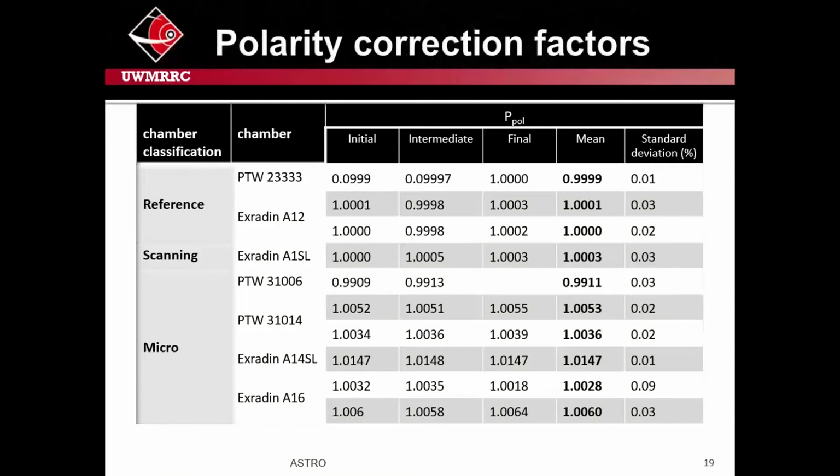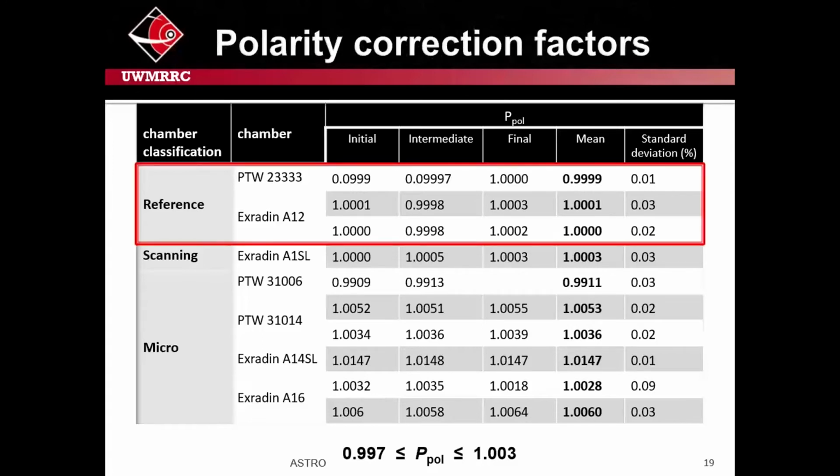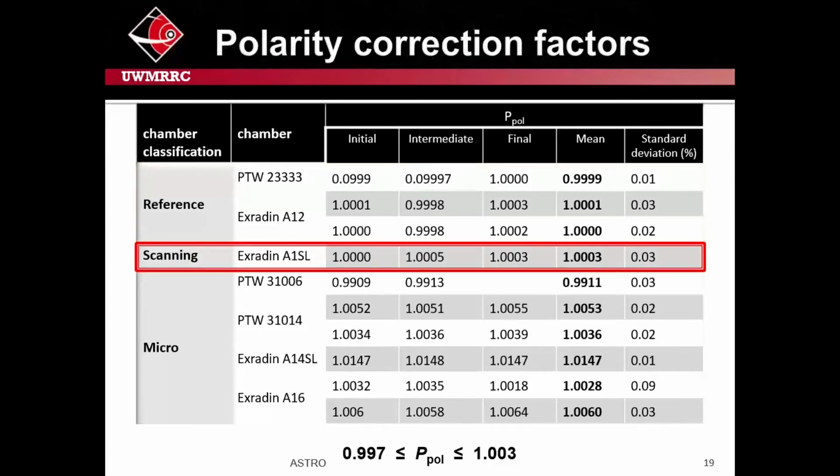So these are some polarity correction factors for the 3 types of chambers that we have. Reference chambers, generally 0.997 to 1.003. Again, I mentioned the addendum, you can have an extra 0.996 to 1.003. So if we look at the reference chambers, meaning 0.6 cc Farmers, look at the column that says mean, and you notice they all lie within the reference given there. If we look at the scanning chambers, you notice there's just one that's listed here, and that is 1.003, and so it definitely falls within for the polarity.